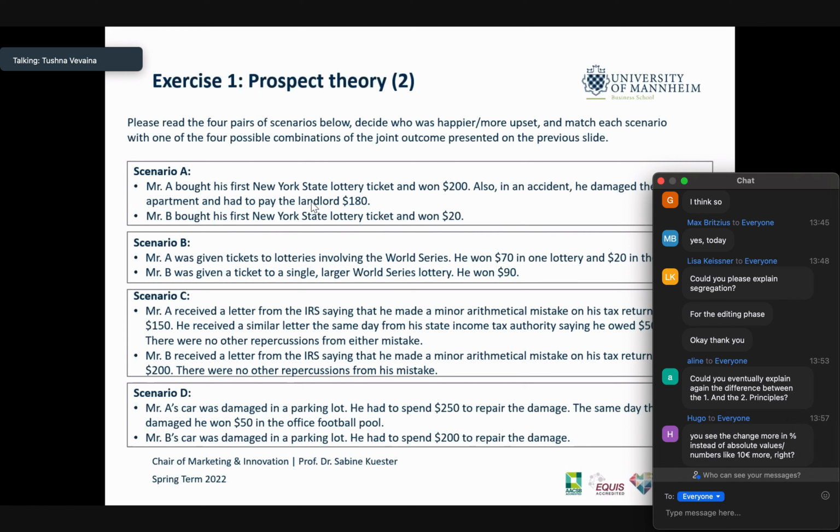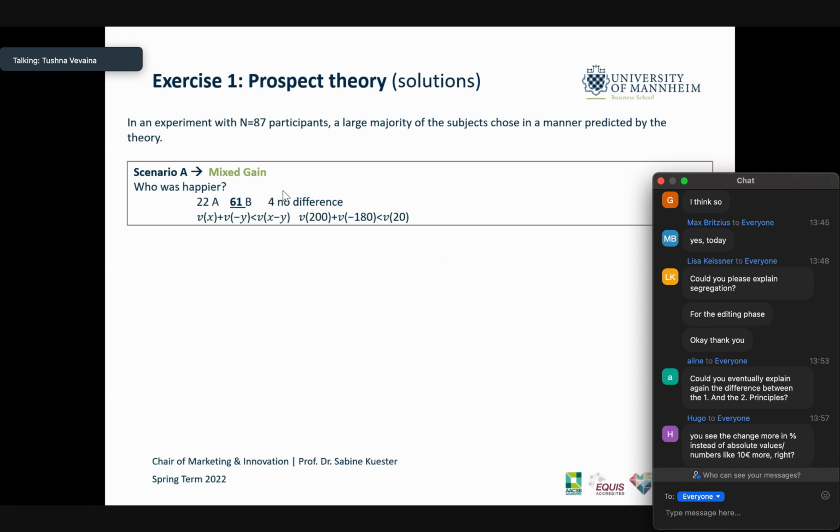Scenario A is a mixed gain, the reason being you win 200, you lose 180, but ultimately your net is a gain. We had an experiment, and the experiment had 87 results, out of which 61 people said that B would be happier because he did not see any sort of loss. This is your value function, wherein you have one positive and one negative, and ultimately a positive. Your B value is going to be perceived as happier. This is again how you're perceiving something, even though the net effect is the same.